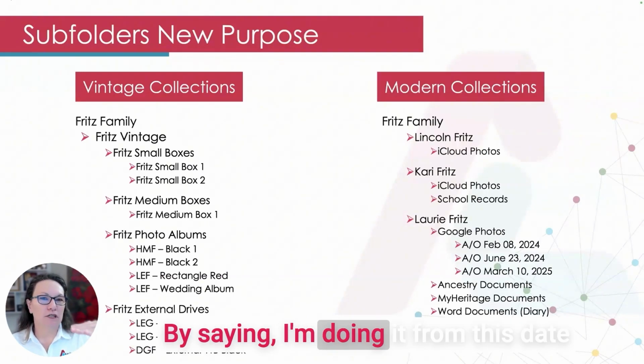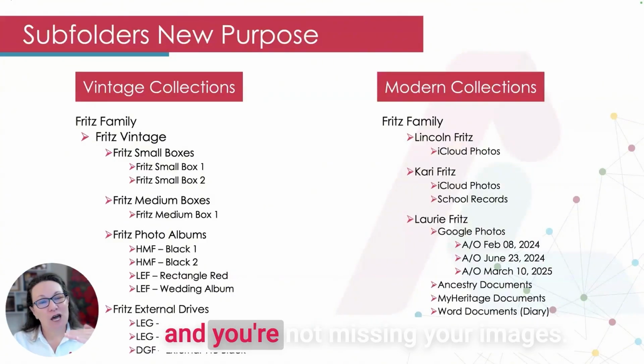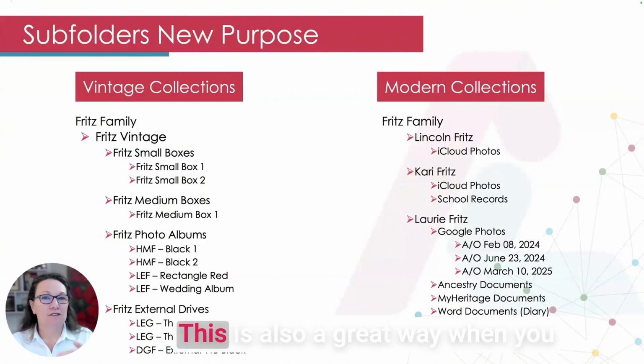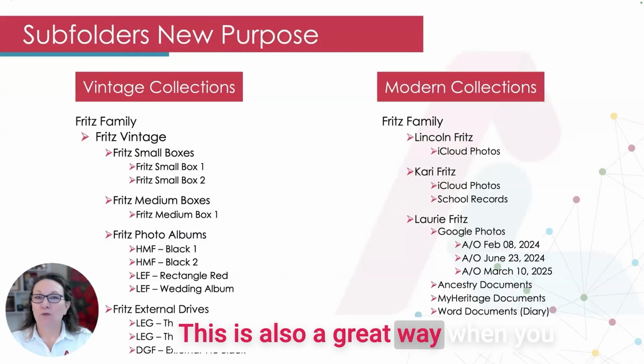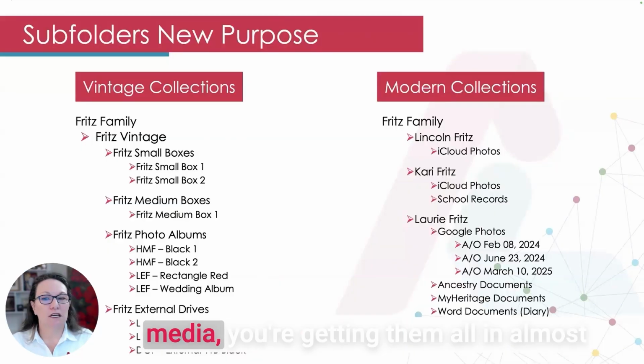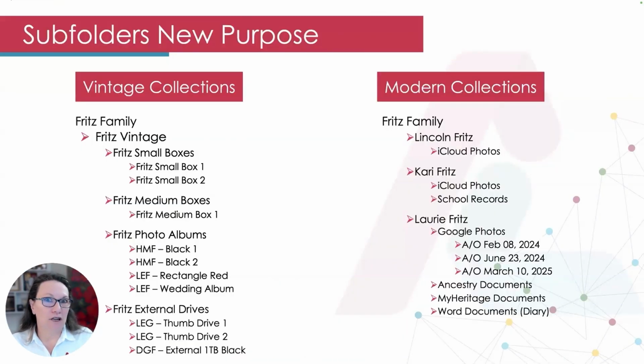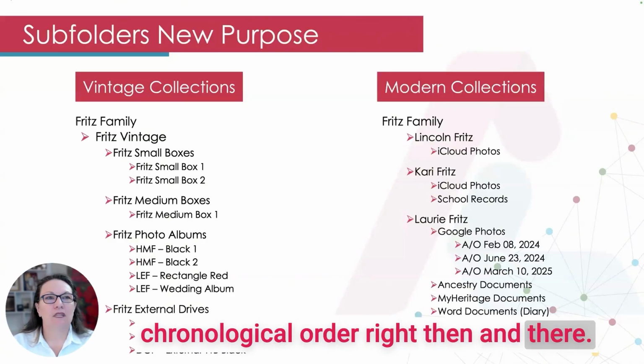By saying I'm doing it from this date back, you know that you're not duplicating and you're not missing your images. This is also a great way when you save things from your text messages, when you save things from your social media, you're getting them all in almost chronological order right then and there.